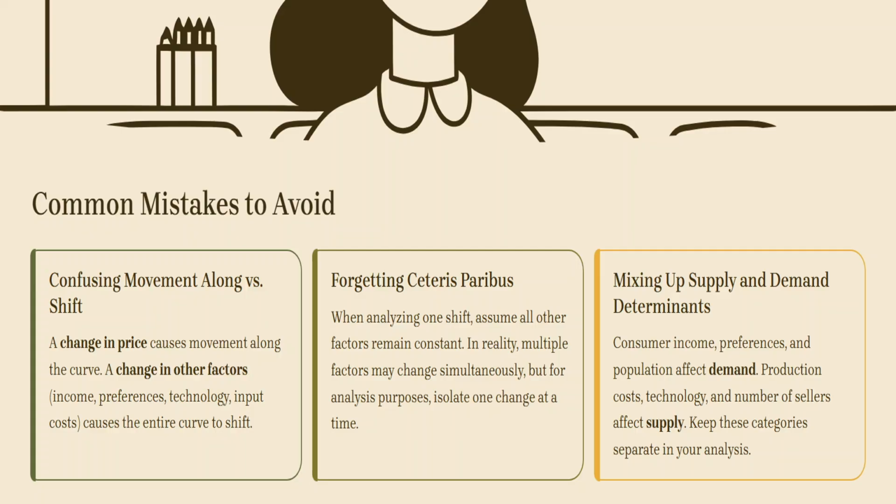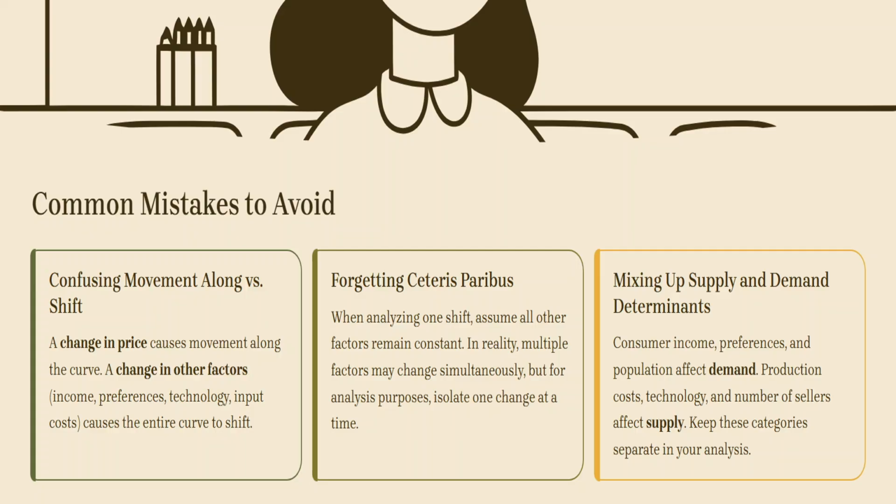Mixing up supply and demand determinants. Consumer income, preferences, and population affect demand. Production costs, technology, and number of sellers affect supply. Keep these categories separate in your analysis.